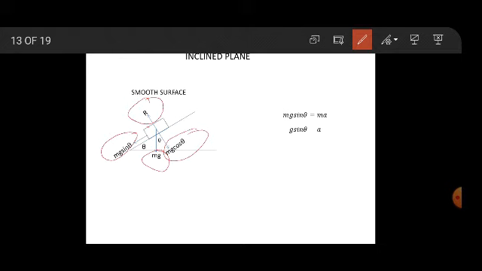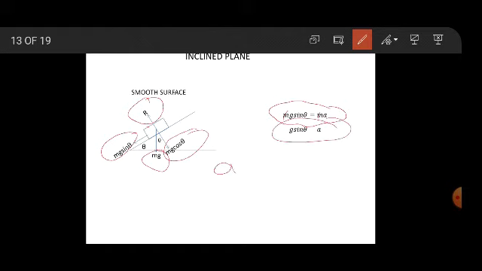Now, as we see here, mg sine theta is equal to ma here. Why? According to Newton's second law, the resultant force acting on a body must be equal to the product of its mass and its acceleration. So here the resultant force is mg sine theta, equal to the product of mass times acceleration, ma. So if mass cancels mass, you are going to be left with a equal to g sine theta.